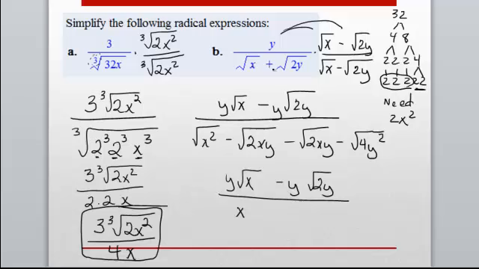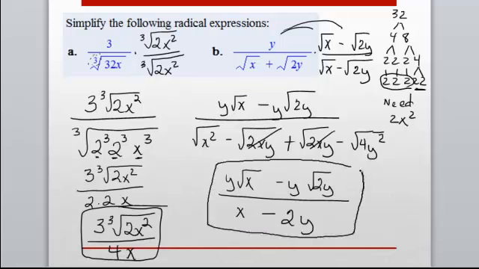I messed up a sign here. Let's see. This times this is negative, but this times this is positive. Okay, so these two go away because this negative and this positive make them go to 0. And then we have minus, well, the square root of 4y squared would be 2y. And that's all you can do to this one.